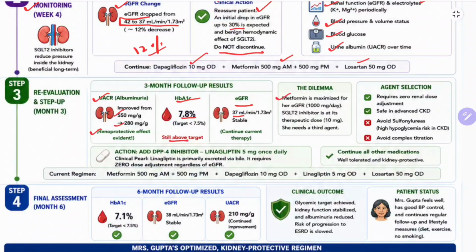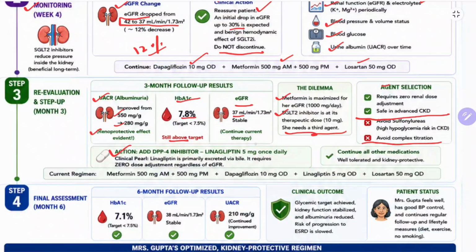Now the dilemma. Metformin is maximized for her GFR. Yes. The SGLT2 inhibitor is at its therapeutic dose, that is 10 mg. Now she needs a third agent because the target is not achieved. So for agent selection, the agent should require zero renal dose adjustment, and it should be safe in advanced CKD. So avoid sulfonylureas in CKD patients because they have a high hypoglycemia risk in CKD. Avoid complex titration.